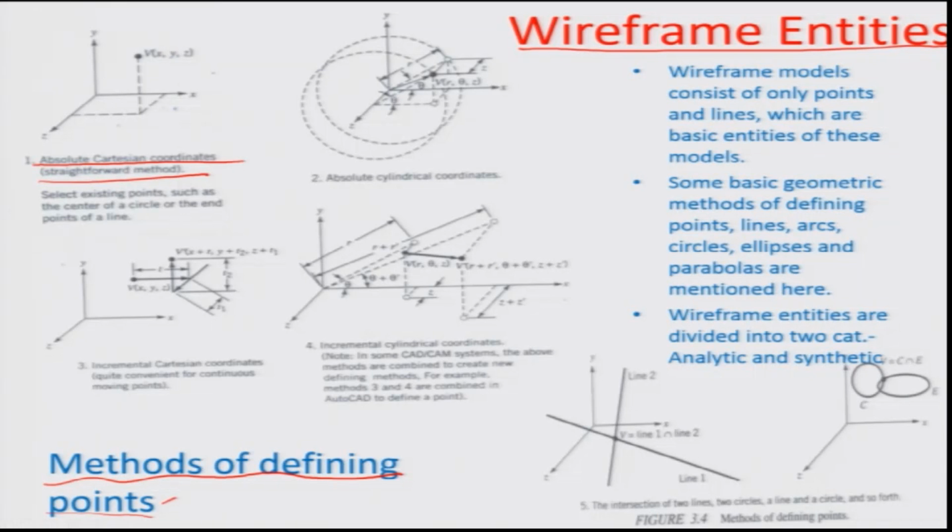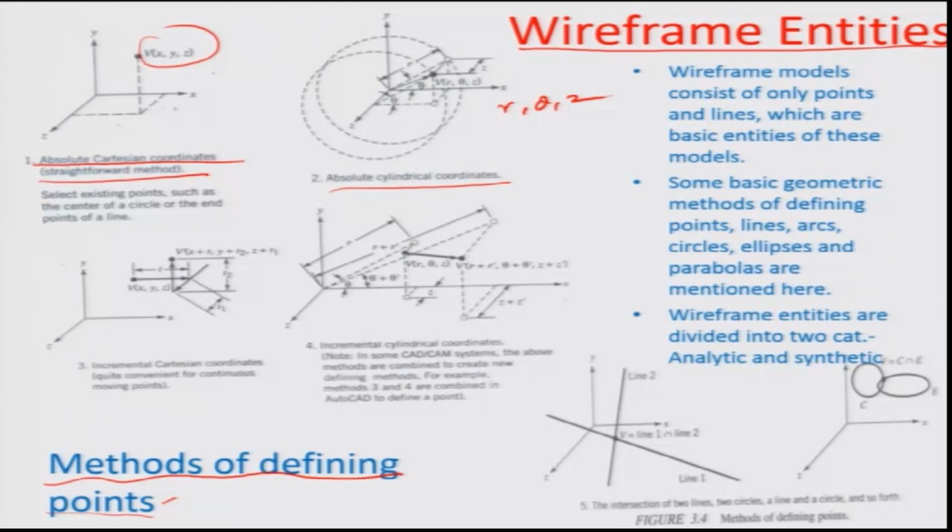Selecting an existing point, such as the center of a circle or the end point of a line, would automatically align it, generating 3 coordinates x, y, z with respect to the Cartesian coordinate system in which this point is being mapped. There can be points represented through absolute cylindrical coordinates. For example, here you can see the coordinate has varied into r, theta and z, which represents the position of a point in space.